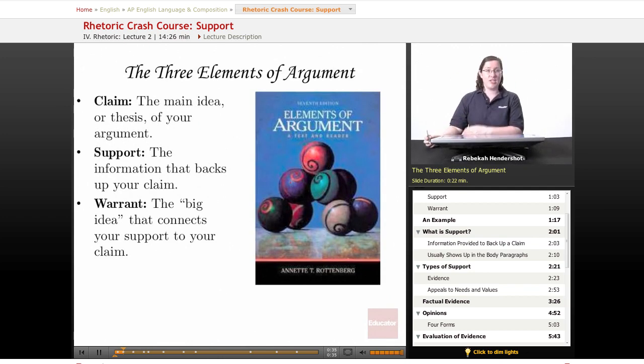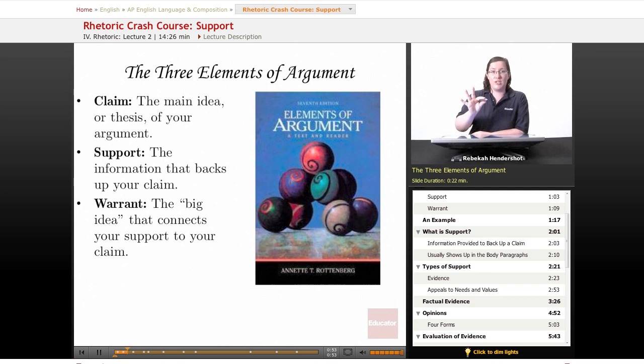Once again, I recommend Annette Rottenberg's Elements of Argument. If you're more interested in the subject and you want to hear people go on about it at great length, it's an excellent book. And this lesson series is a condensed version of the Toulmin model of argument created by the philosopher Stephen Toulmin, which is discussed in Rottenberg's book.